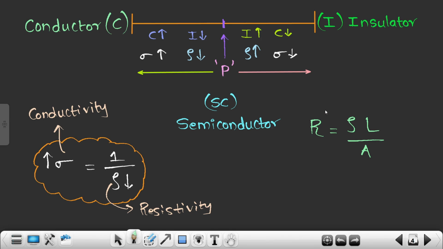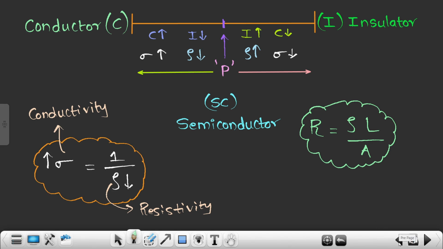And another thing that we saw was that resistance R is equivalent to rho L by A. That means if the resistivity of my semiconductor is increasing, it will provide high resistance, so it will behave as a pure insulator. On the contrary, if my resistivity is decreasing, it will behave as a pure conductor. The resistance would be negligible, and it will allow maximum current to flow through it.